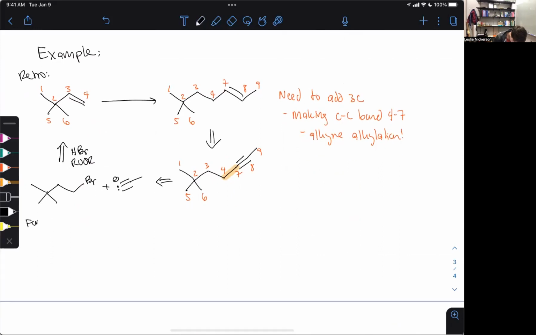So my forward synthesis, and you can definitely put more notes around here just to kind of keep yourself straight as you go. But it's really up to you. Like the retrosynthesis is kind of your plan, right? Okay, so for our forward synthesis, we're going to start at the end of the retro and go this way. So first off, we need to do that radical hydrohalogenation to put our bromine on the least substituted side.